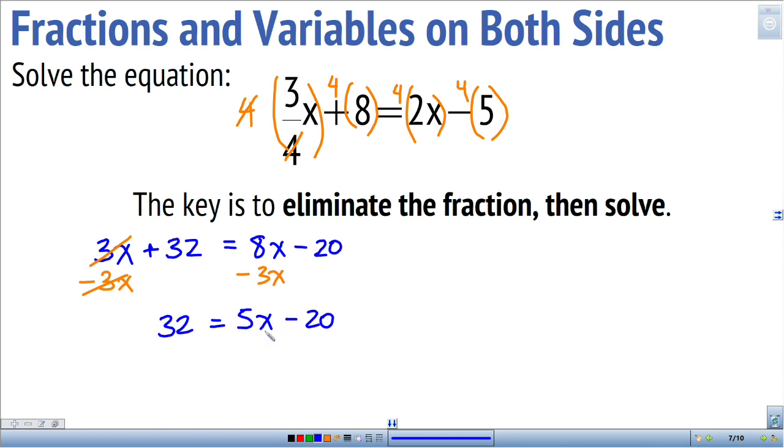So the x is over here on the right-hand side. Going to eliminate that minus 20 first, by adding 20. I'm going to do that to both sides. So this will turn into 32 plus 20 is 52 is equal to 5x. Now the last thing that we're going to do is divide that 5 away. So we're going to divide both sides by 5. Those 5s will divide out. So at the end of the day here, 52/5 is equal to x.